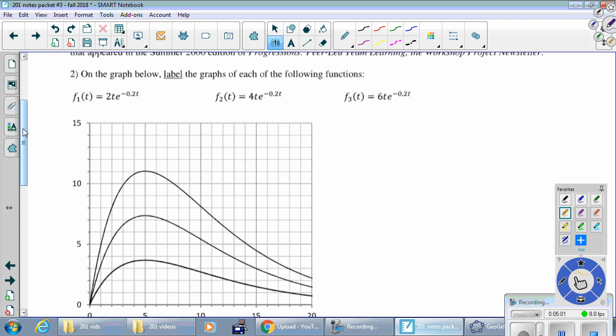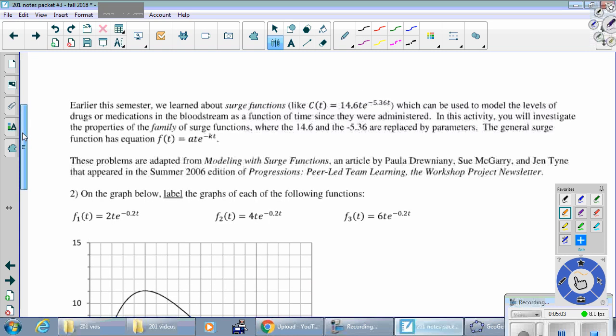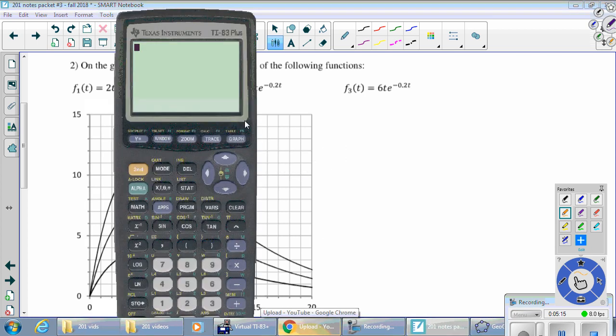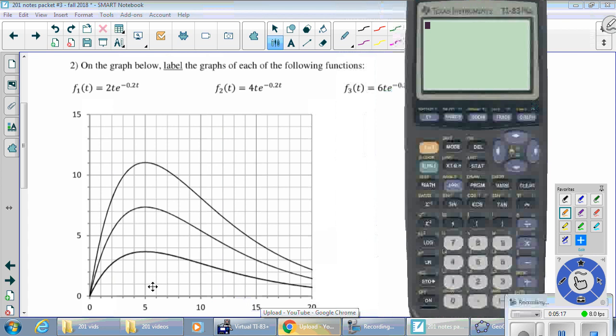Pause if you haven't had a chance to read the text there, but we're going to jump into number 2, where we start labeling the graphs. A couple of ways to do this to know which one is which. The easiest way, if you just want to use your calculator, is to type in, say, t equals 5, any number you want. I'll do 10. If you plug in t equals 10 for each of these, you should find y values, and that will tell you which one is which.